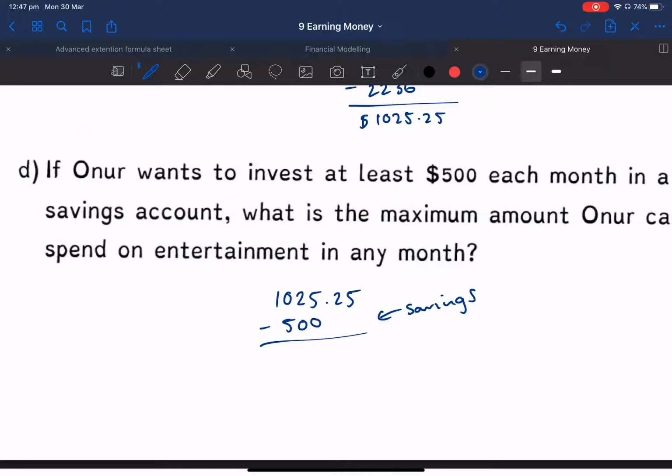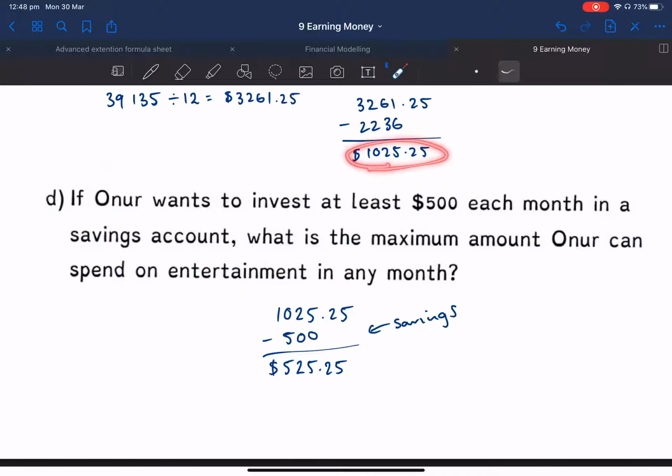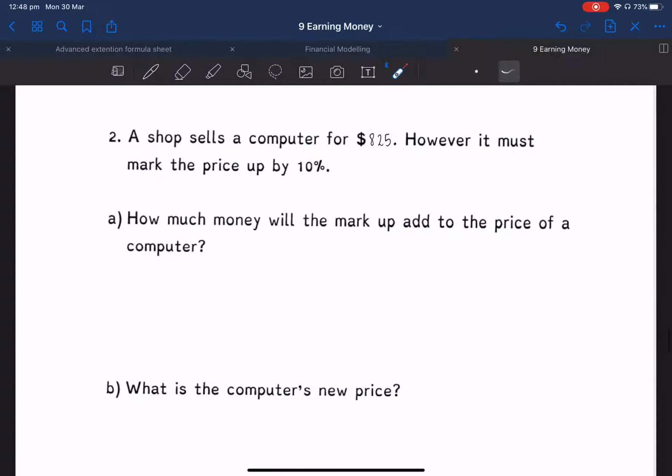So all we're going to do here is we're going to figure out what that answer is. If you take away $500, you should get $525.25. Okay, so that's saying with all of his money, take away all of his expenses, that leaves him with 1,025.25, that's here. If he pops 500 of that straight into a savings account each month, he's left with this much for the whole month for all of his entertainment, maybe it's takeout, stuff like that. Cool. Okay, so part 2.